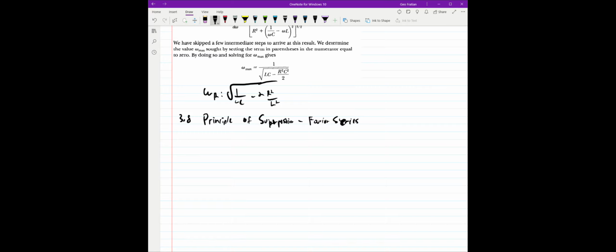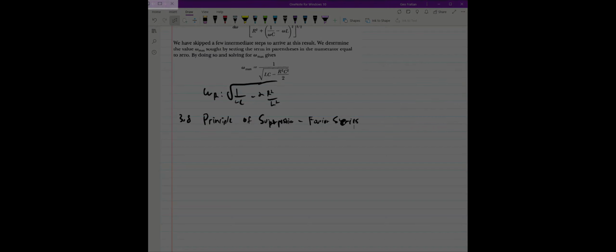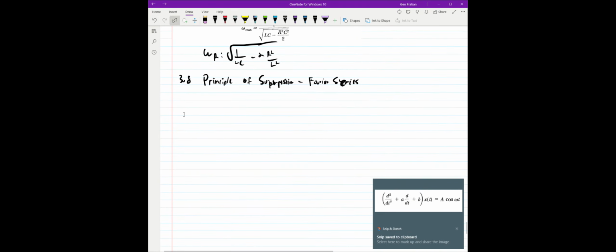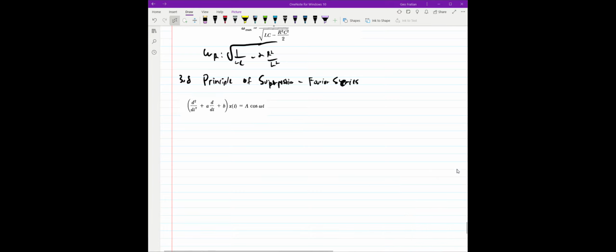Sorry for my handwriting. But basically, the oscillations that we have been discussing can basically be written as this: some second derivative plus some first derivative plus some number times a function corresponding to t is equal to some other sinusoid function, right?